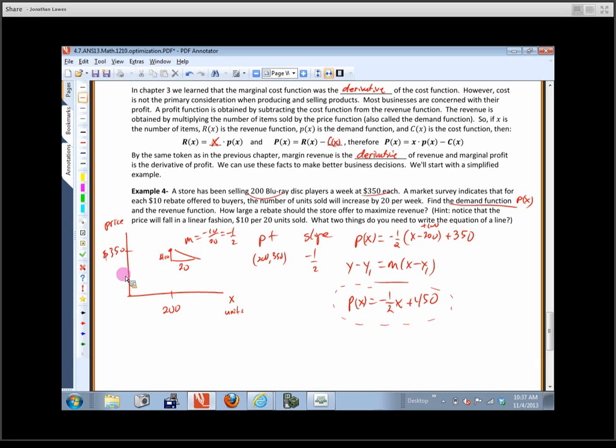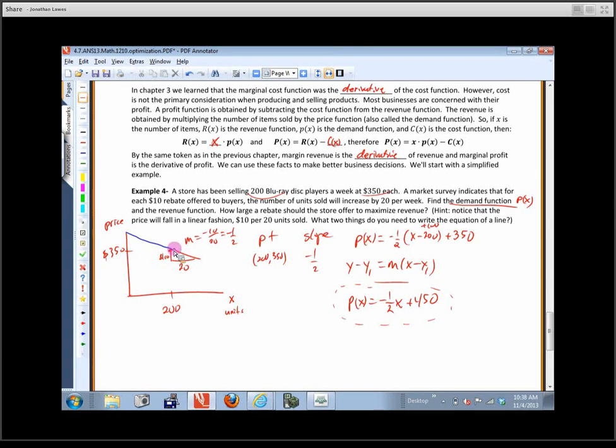And this is what business owners have to deal with all the time, because they'd like to make as much per unit as possible, but if they set the price too high, they're not making any money because none of them are going out the doors. There's no demand for their product at that price. So that's this extreme right here. If we hit this price point right here, if we sell it for 350, there are 200 of them going out the door every week.